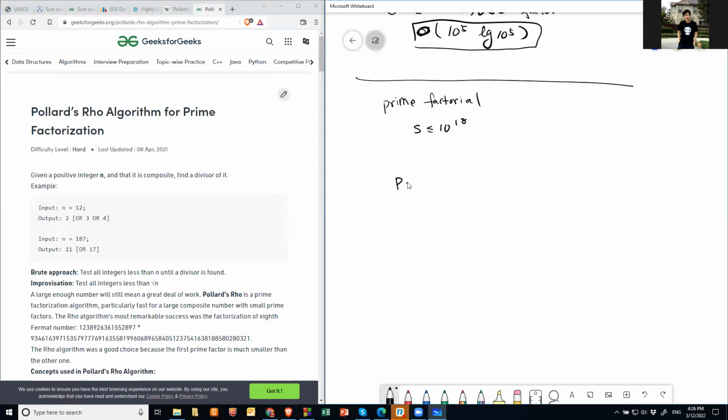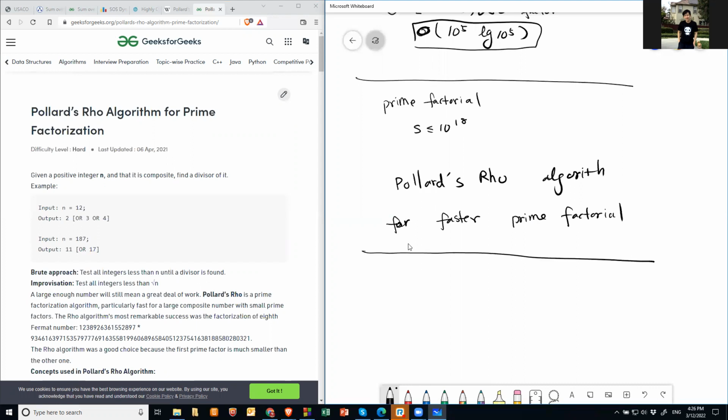So that is Pollard's rho algorithm for faster prime factorial. Okay, so that will get you into the time limit.